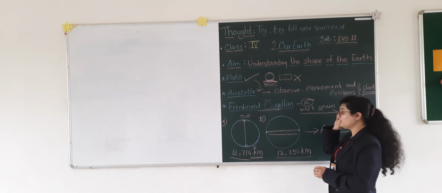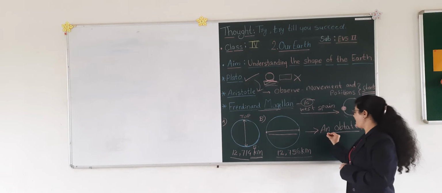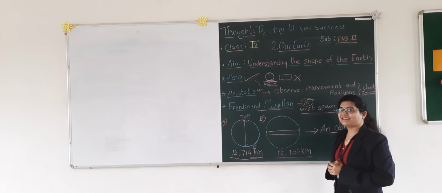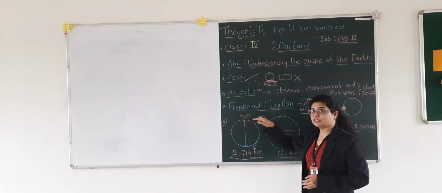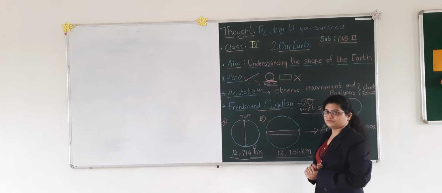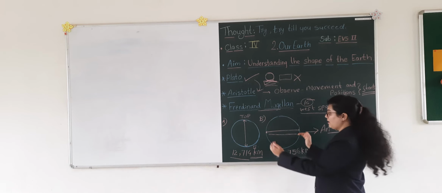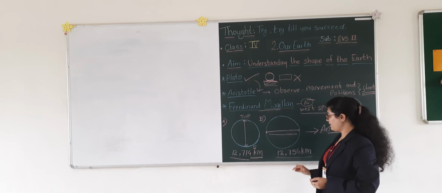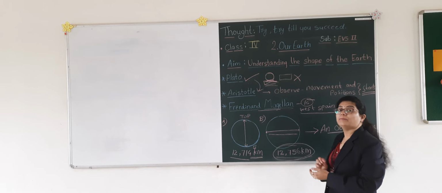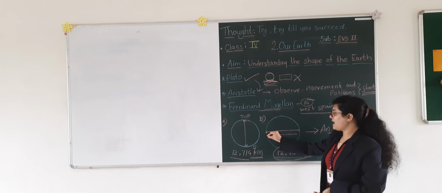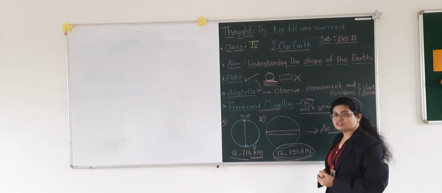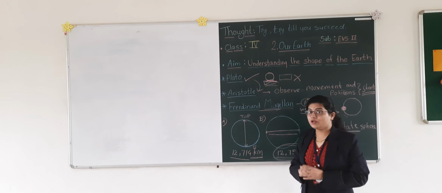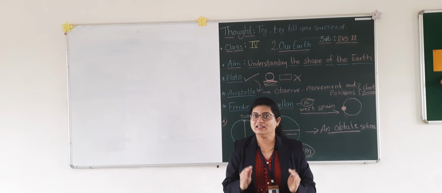So this proves that the earth is an oblate sphere. Do you remember the meaning of oblate sphere? An oblate sphere means flat at the top and bulging in the middle. So these two diameters show that our earth is bulging at the middle, as the diameter across the earth is 12,756 kilometers. So students, I hope you have understood that the earth is an oblate sphere.